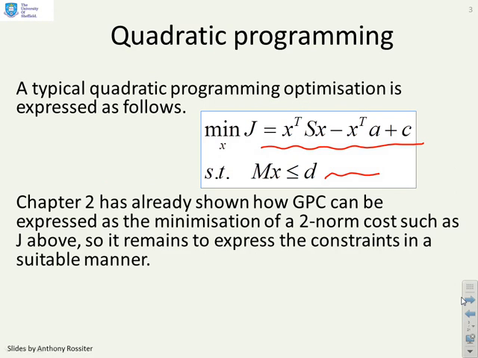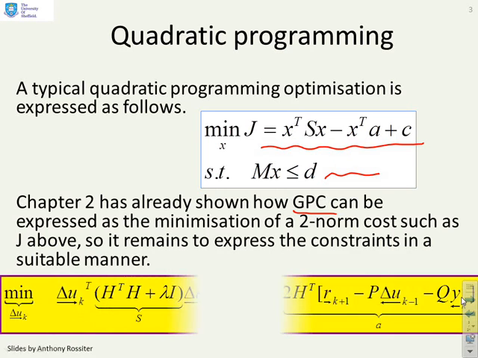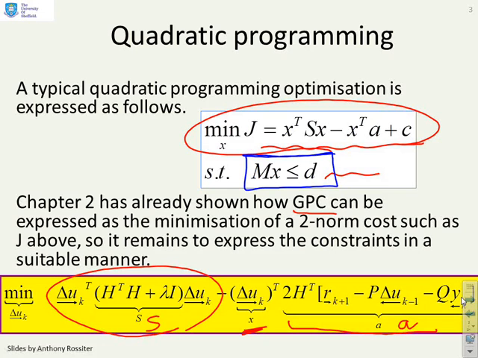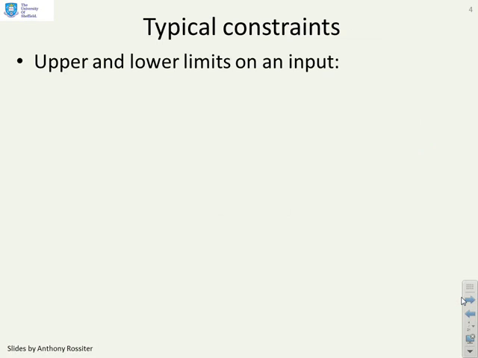Now chapter 2 has already shown how GPC can be expressed as the minimization of a two-norm cost. So if you look in chapter 2, you'll see we have the quadratic bit here, delta U future transposed times S times delta U future, and then we've got a linear bit here, delta U future transposed times something over here, which I've called, you'll notice, A, and over here I've got this definition S. So we already know that GPC has a quadratic performance index that we can formulate like that. So the real question is, how do we formulate these linear inequalities to go with it?